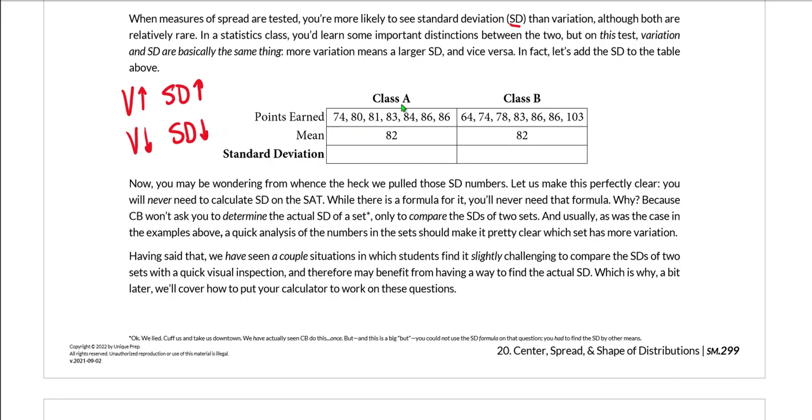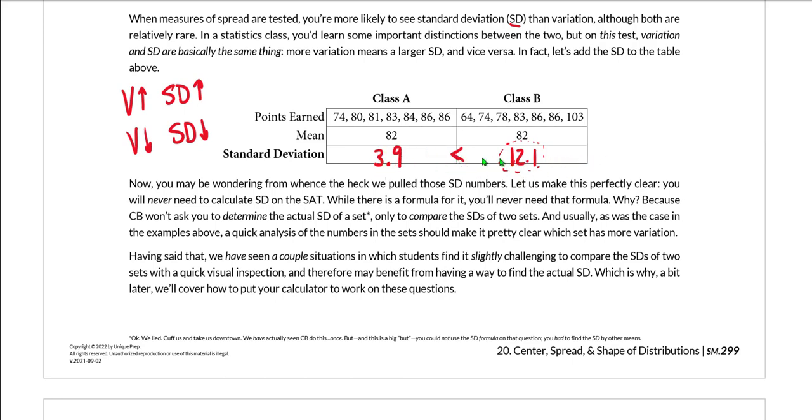If we look at class A and class B and write down their standard deviations, the standard deviation of class A is 3.9. For class B, it's 12.1. And again, remember we said class B had a much higher variation in the distribution of the scores than class A, and of course that is why the standard deviation of class B is higher than class A.